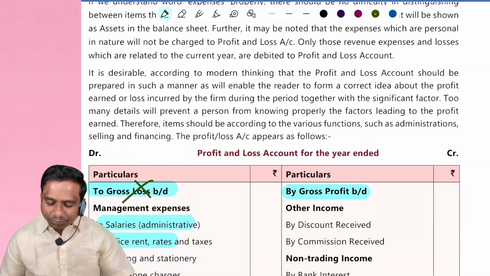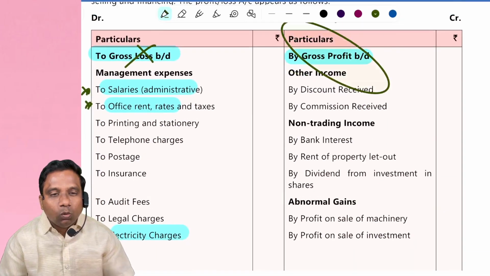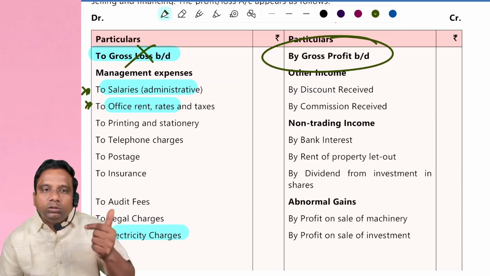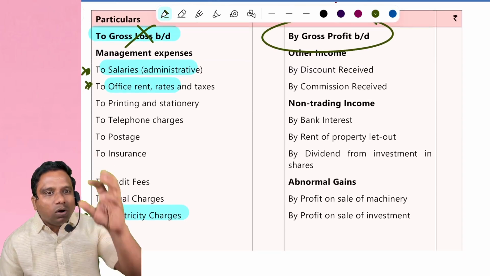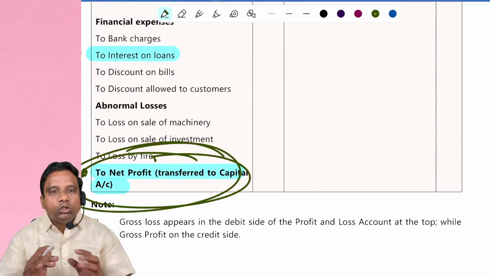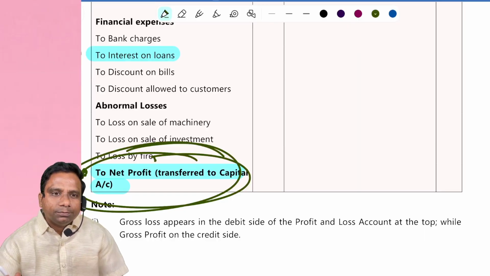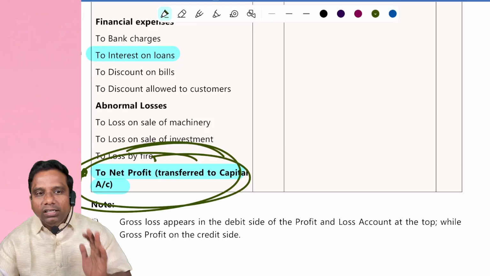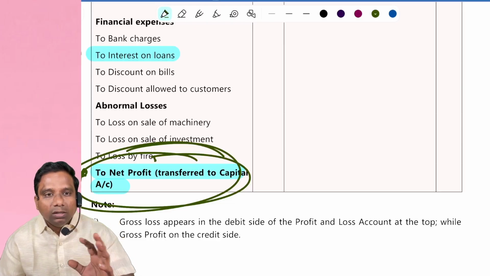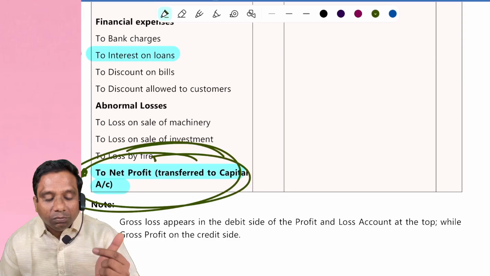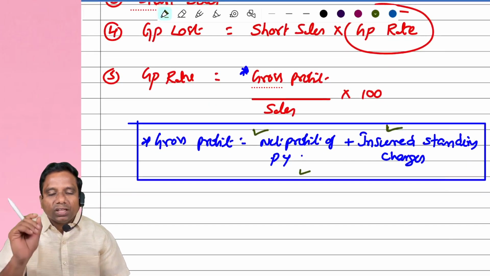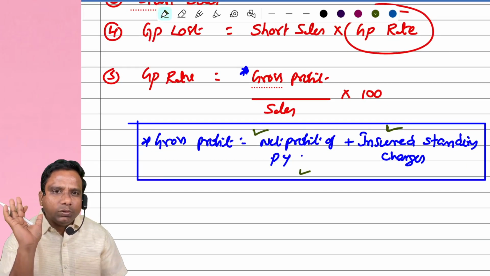That's why whatever gross profit we have, only when I have this gross profit is it possible to meet all these expenses. So whatever standing charges we have, plus whatever profit we have, these two are lost. So at the time of taking the insurance policy, the expenses we have mentioned in the application are termed as insured standing charges. Is it clear, students?